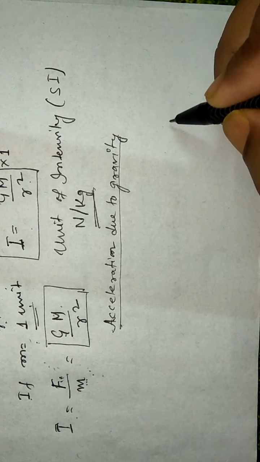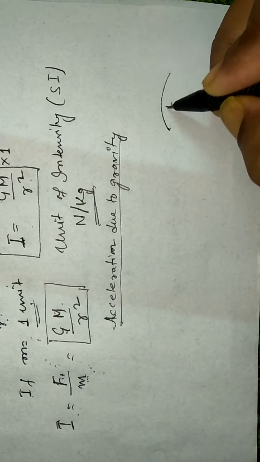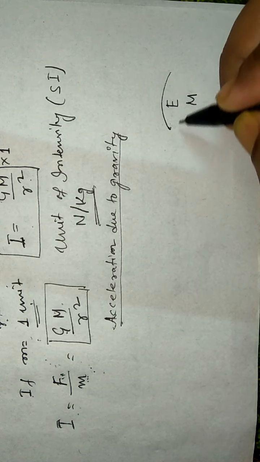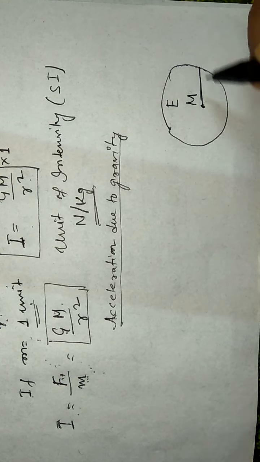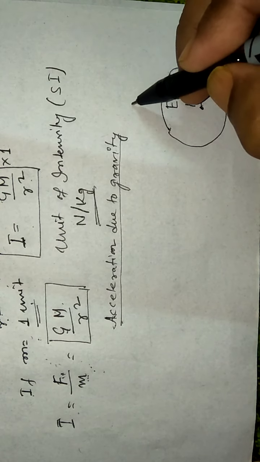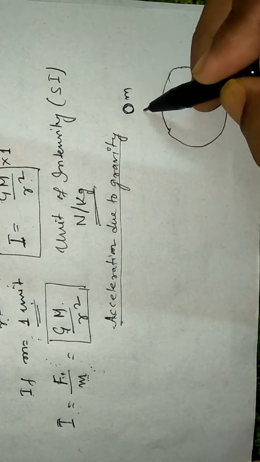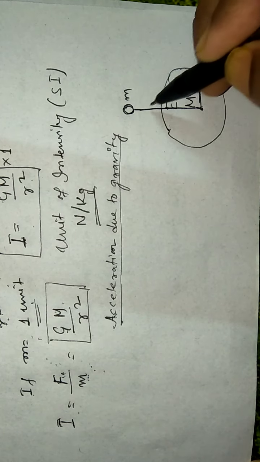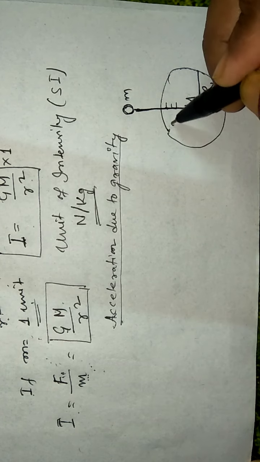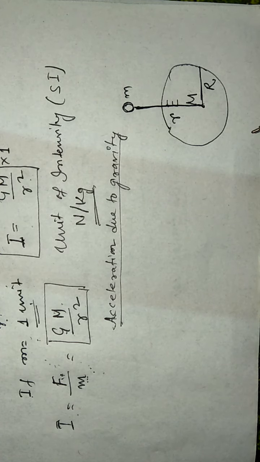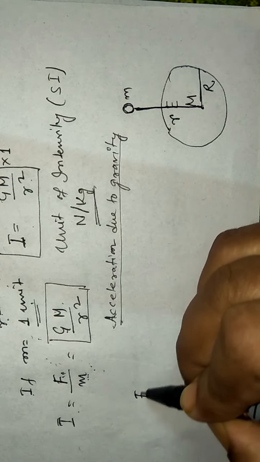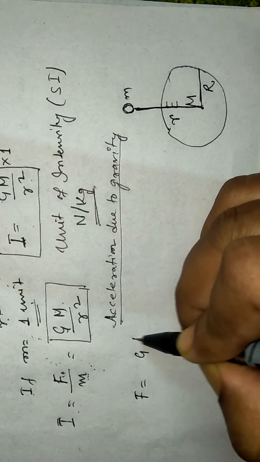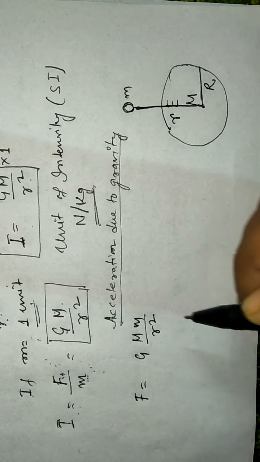Now let me explain to you. Suppose this is the earth, and this earth has a mass capital M. This is the center of the earth. The earth has a radius capital R. Now if you have another body of small mass m above the surface of the earth, and the distance from the center of the earth is small r, the force of gravity on the mass m at that distance from the center of the earth will be given by F is equal to G capital M small m divided by r squared.